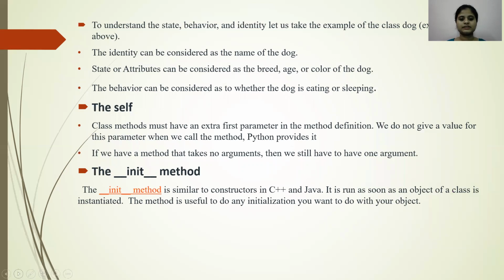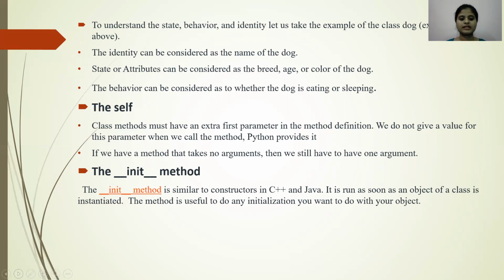To understand the state, behavior, and identity, let's take an example of the class dog. The identity can be considered as the name of dog. State or attributes can be considered as the breed, age, or color of the dog. The behavior can be considered as to whether the dog is eating or sleeping.